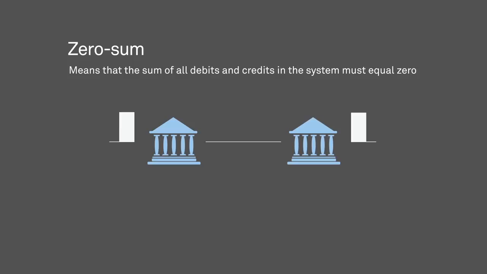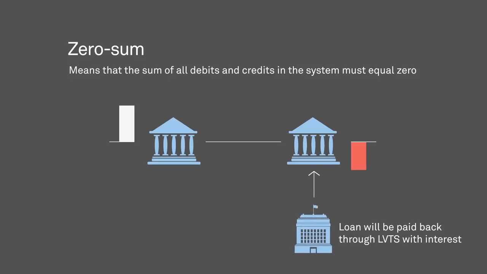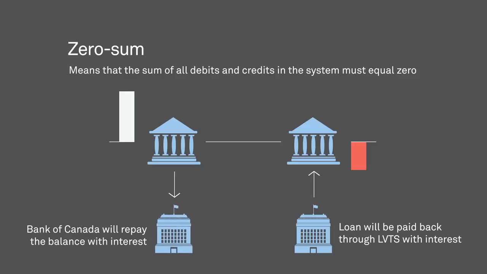Participants who end up in a negative position at settlement must arrange for a loan from the Bank of Canada to cover the amount. This loan will be paid back the next day through LVTS with interest. Participants in a positive position at settlement must leave the funds on deposit with the Bank of Canada overnight. The Bank of Canada will repay the balance with interest at the start of the next LVTS cycle.